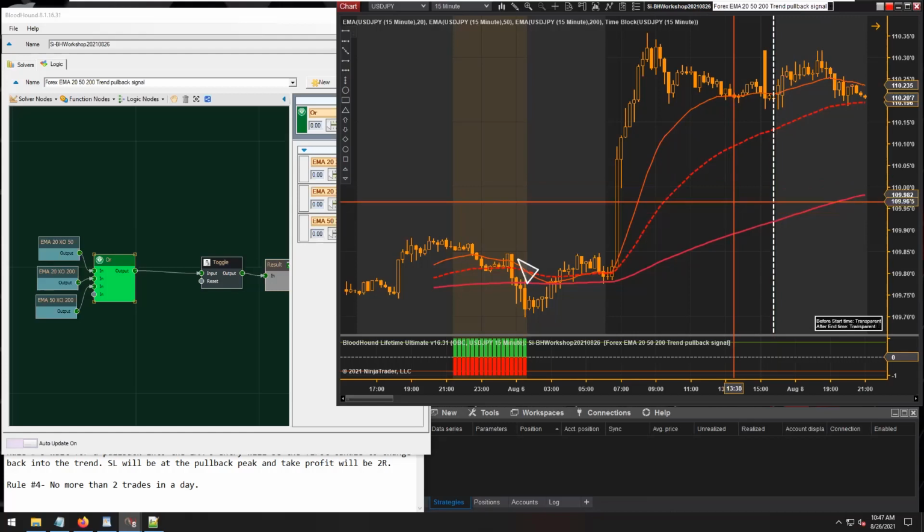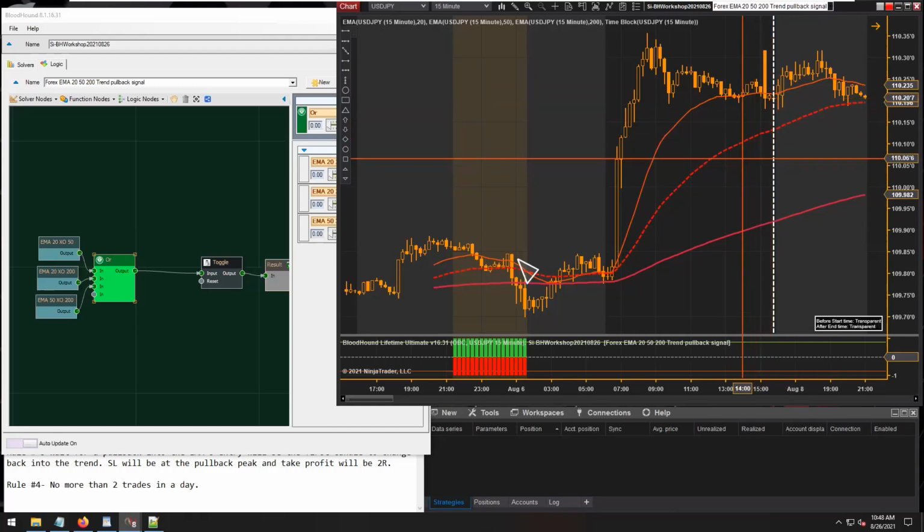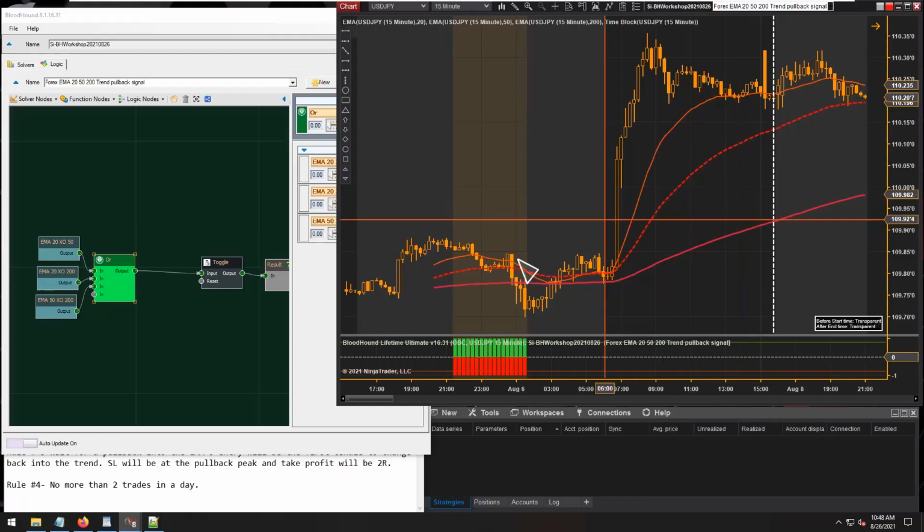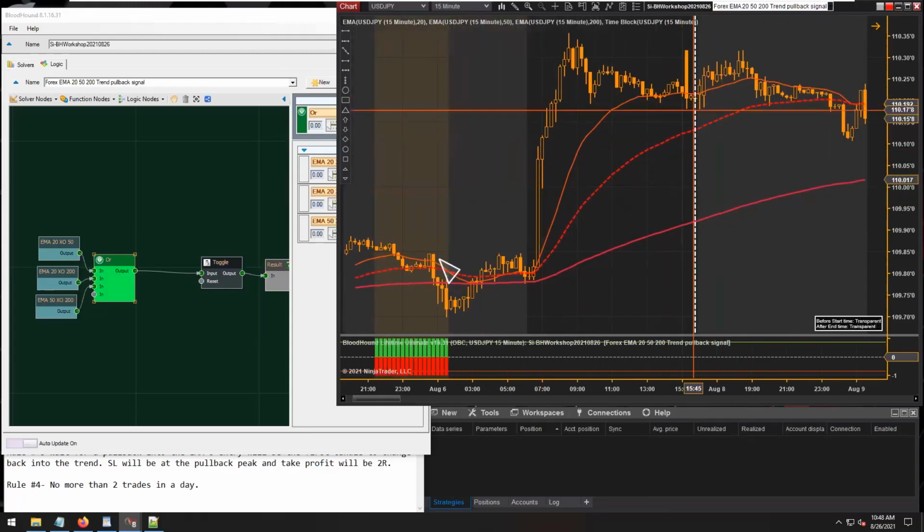So now we need to turn the toggle node back on again right there, right? So just before our session begins here. Yeah, just before that session begins, we need to turn the toggle node back on. So we're going to use this time block indicator to turn our toggle node back on just right on the bar before our Asian session begins here.